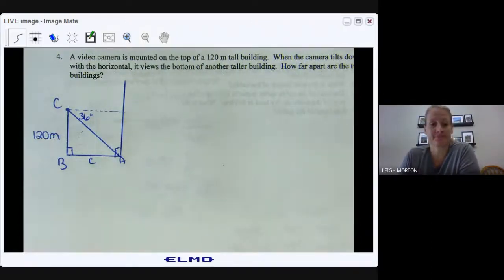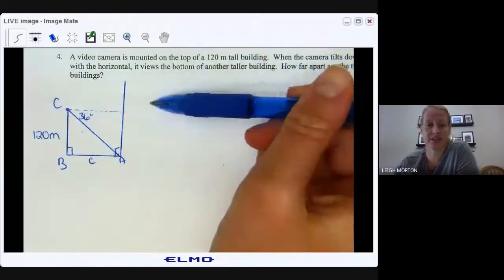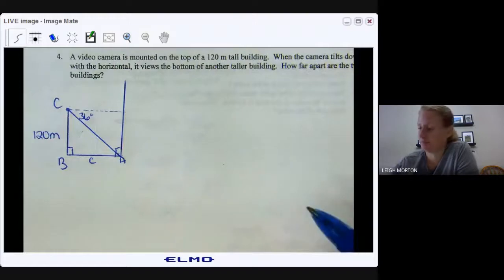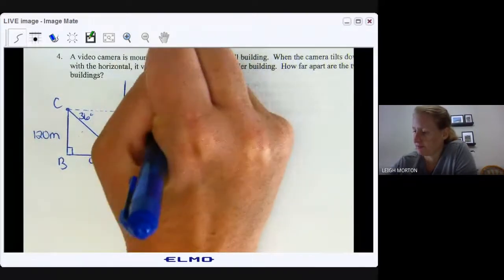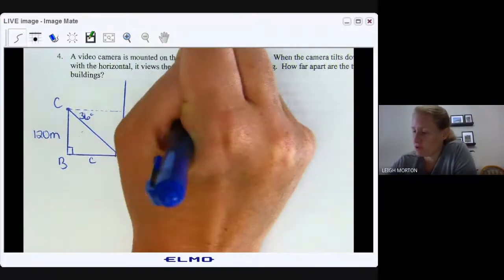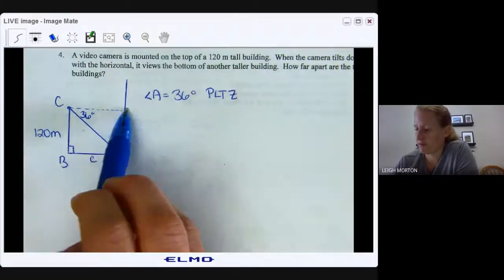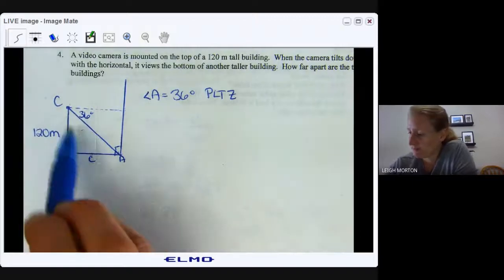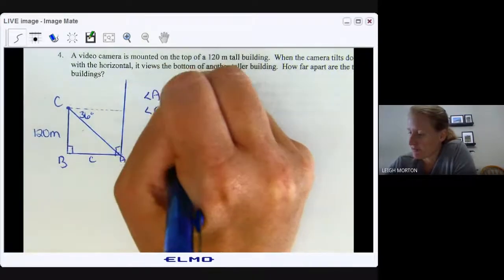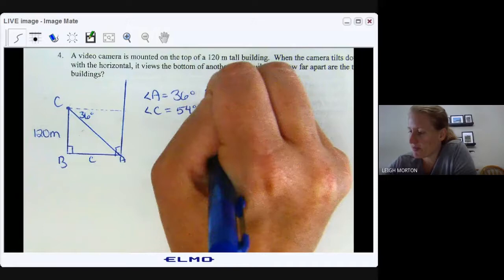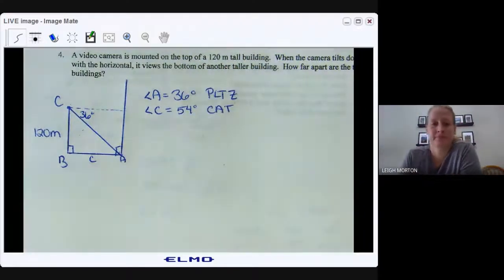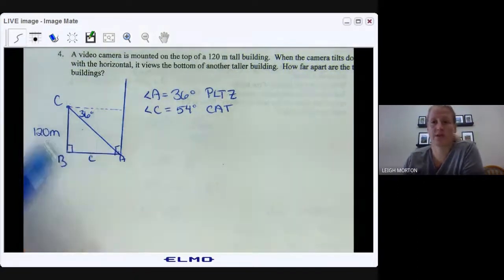Go ahead and solve it. Remember, first, identify your unknown angles and how you got them. So you can use PLTZ, which gives you angle A. Or angle C is going to be 54 degrees because of the complementary angle theorem. And from there, you're going to use tangent because, again, we're not worried about the hypotenuse.